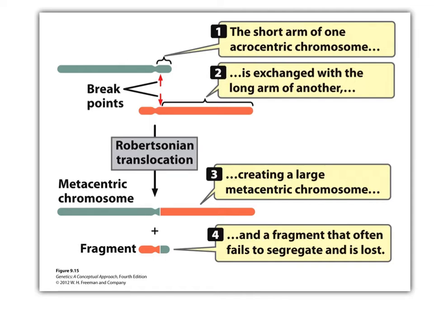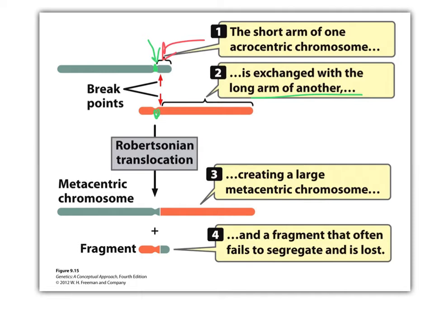A Robertsonian translocation is specifically a type of translocation that tries to be reciprocal, but ends up not being balanced because one entire chromosome is lost. This has to happen between a short arm of an acrocentric chromosome. Do you remember that term? It just means the centromere is really close to one end. And it is exchanged with the long arm of another, so it has to be two different chromosomes that are both acrocentric.